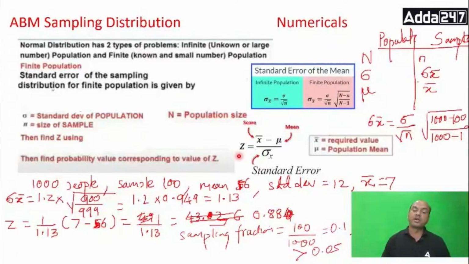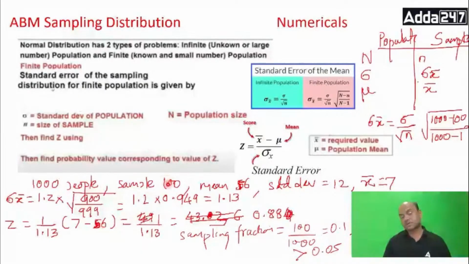Got it? Now if they ask you the sampling fraction, what is sampling fraction? Sample upon population. So 100 upon 1000, so it is 0.1. What did we see yesterday? Whenever the sampling fraction is greater than 0.05, then only you can apply this formula. Otherwise, these calculations have no meaning. So first you will have to check the sampling fraction always. And then only you can go.